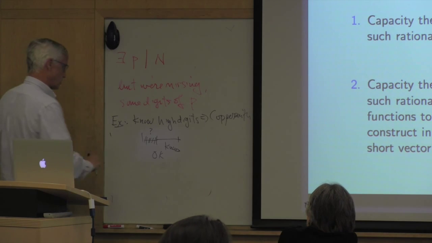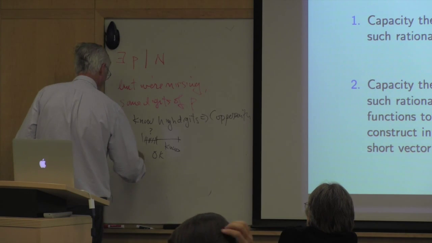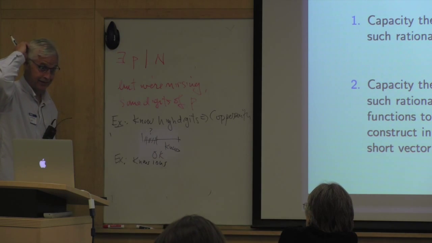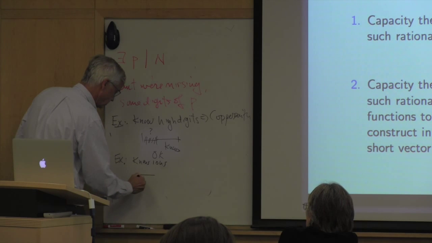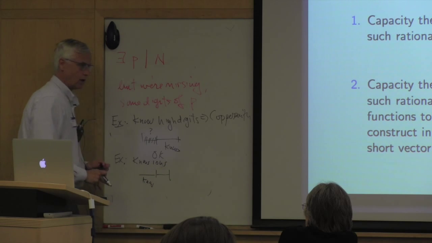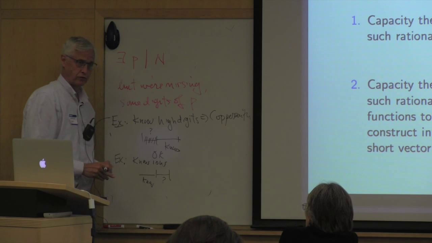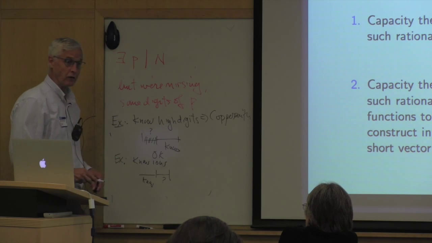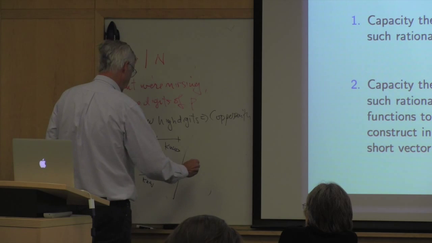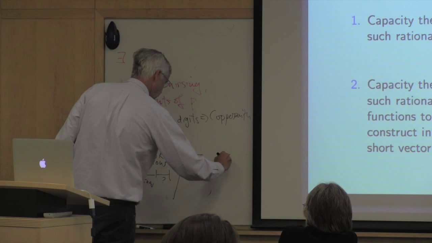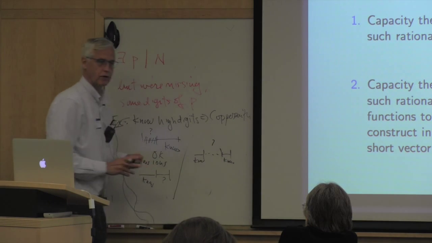If you know the low digits, then I think Coppersmith actually treated that. If you know the low digits, but you don't know the high digits, then I think there's just a linear transformation that converts this into the previous one. And Coppersmith dealt with that. But I'm curious about what if you only know the bottom digits and the top digits, but the stuff in the middle is unknown.